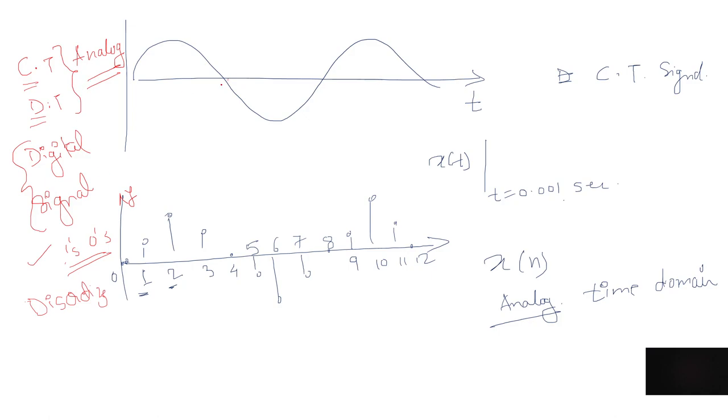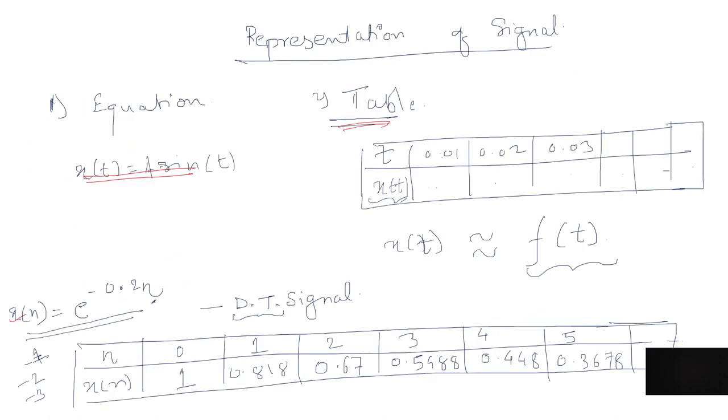The first waveform which we have is an example of continuous time, whereas the second waveform is an example of discrete time. These are the two types of signals which we are going to extensively use in our signals and systems. Whereas digital signals we will deal with when you go to the next year and study digital signal processing. Then we went to the representation of signal.